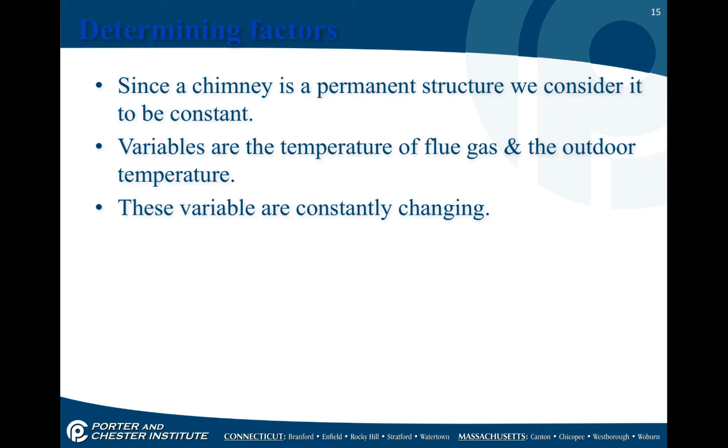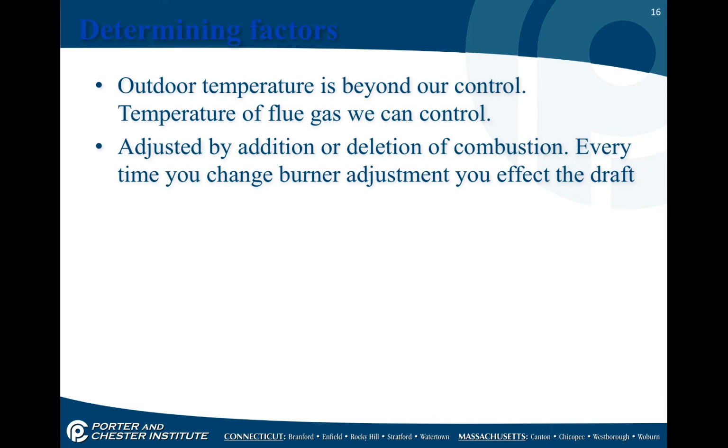Okay. The chimney is a permanent structure. We consider it to be a constant. Your variables are the temperature of the flue gas and the outdoor temperature. Those variables are constantly changing. Outdoor temperature is beyond our control. Temperature of the flue gas I can control. Okay, so I can adjust that by the addition or removal of combustion air. Every time you change a burner adjustment, you affect the draft.